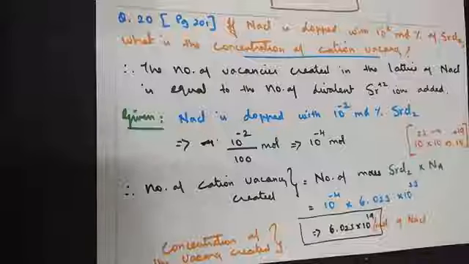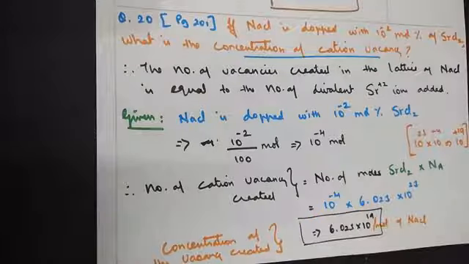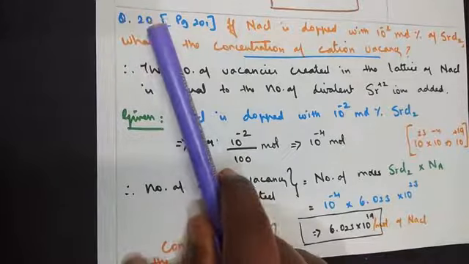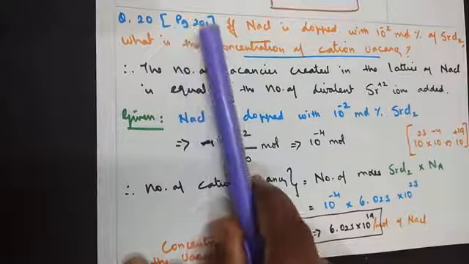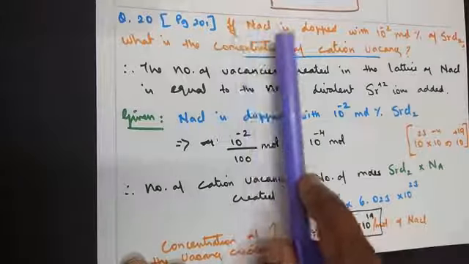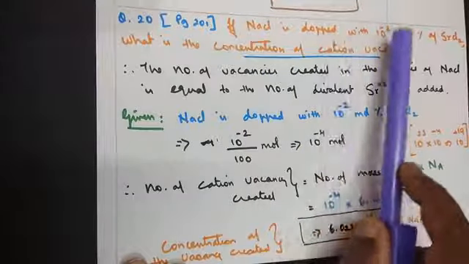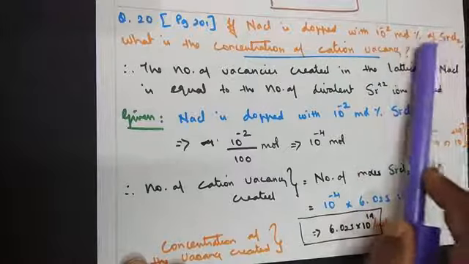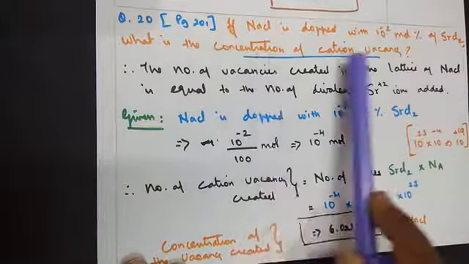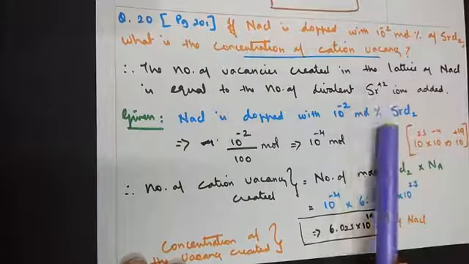Good wishes, dear students. In today's class, we will learn another 2-mark oriented numerical from your solid state chemistry. This question is taken from question number 20 of Answer the Following from page number 201. The given question is, if NaCl is doped with 10 to the power minus 2 mole percentage of strontium chloride, what is the concentration of cation vacancy created?